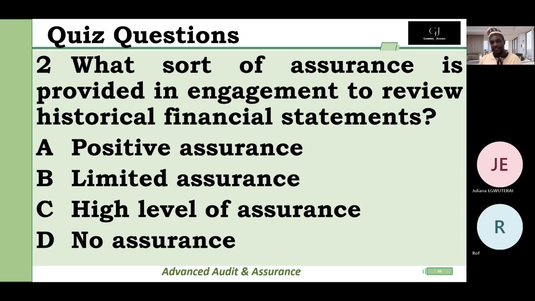Number 2, what sort of assurance is provided in engagement to review historical financial statements? Positive assurance, limited assurance, high level of assurance, no assurance. Let's see. Okay, J is picking C. R, what's your pick? High level of assurance.